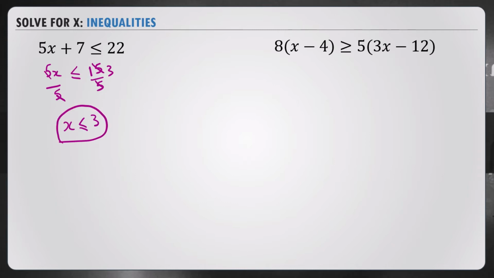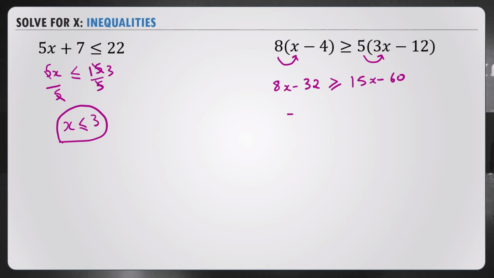Now, remember when we divide by negative numbers, we usually flip the sign. So let's try that out here. First thing we need to do is distribute 8 and 5. So let's start. 8x minus 32 is greater than or equal to 15x minus 60.